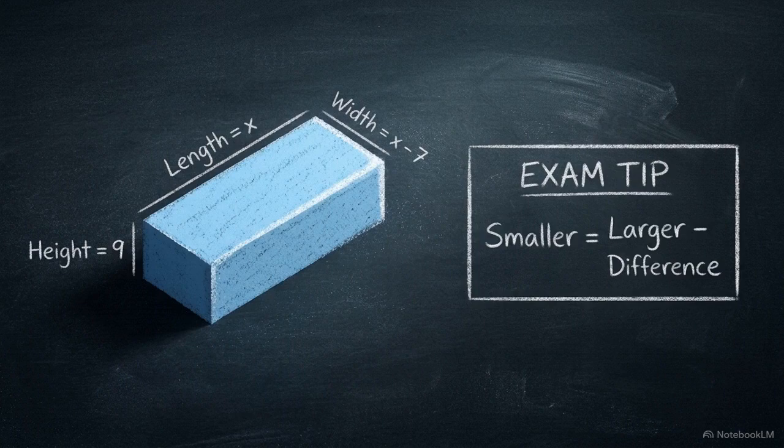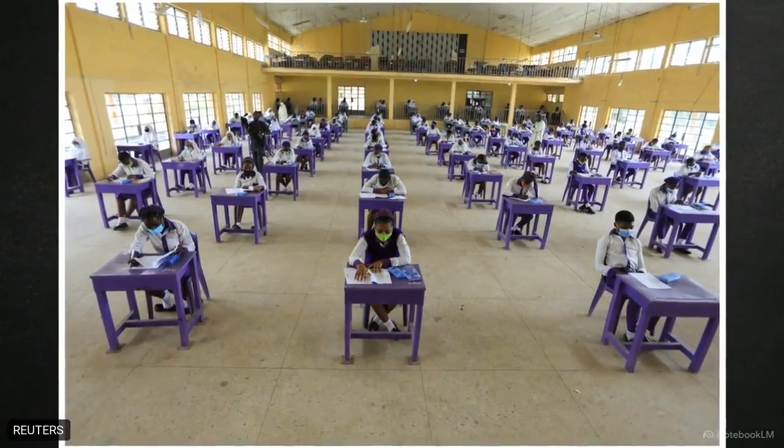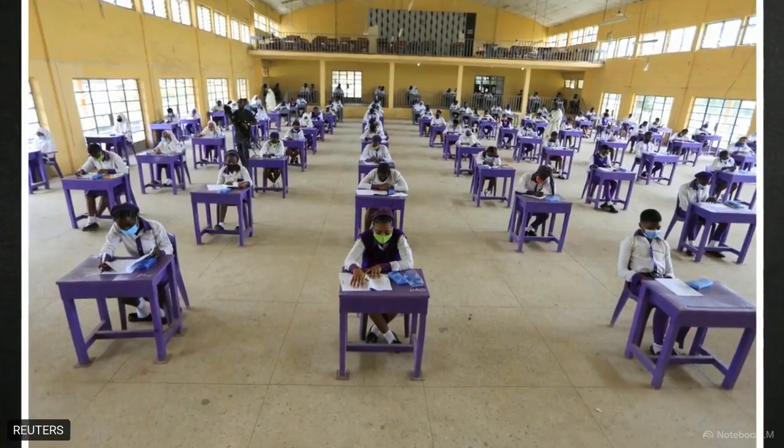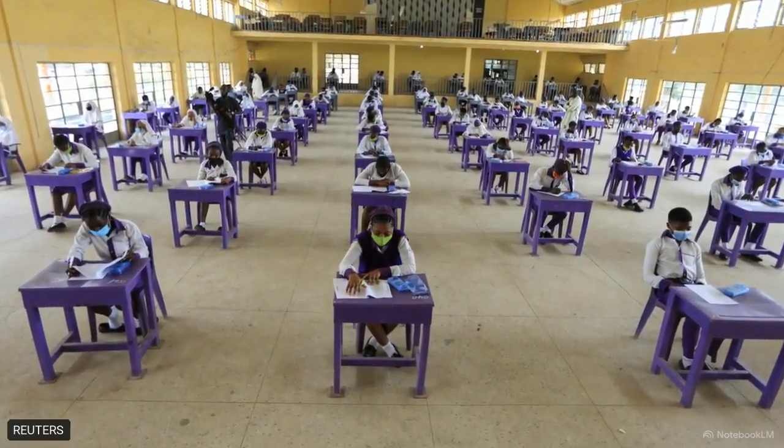Let's summarize our strategy for these types of word problems. To find the smaller dimension, subtract the difference from the larger dimension. It's time to test what you've learned. I'll present 3 quick quizzes to help you apply this logic to different scenarios.